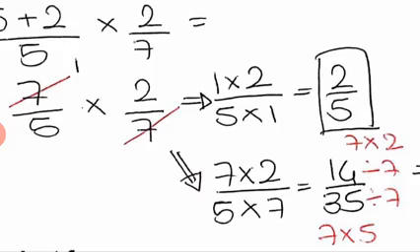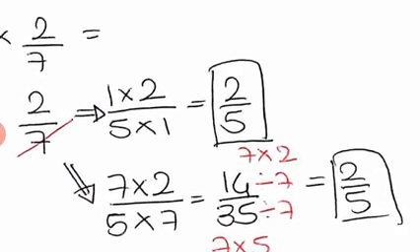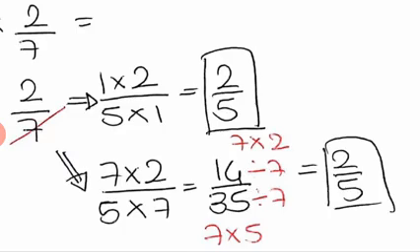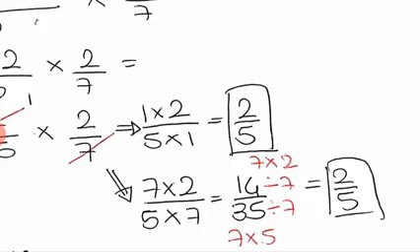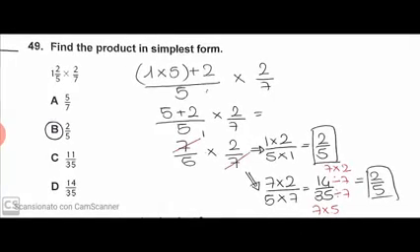So we have 7 times 2 over 5 times 7. 7 times 2 is equal to 14, 5 times 7 is equal to 35. We know that 14 is 7 times 2 and 35 is 7 times 5. So we have 7 and 7. So we can divide it up and down by 7. So we make 14 divided by 7 equal to 2, 35 divided by 7 equal to 5. So the result is 2 over 5. With the two ways we have the same result. So the result is 2 over 5, so the answer is B.